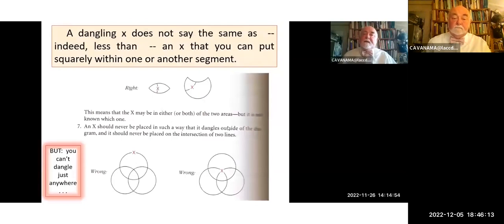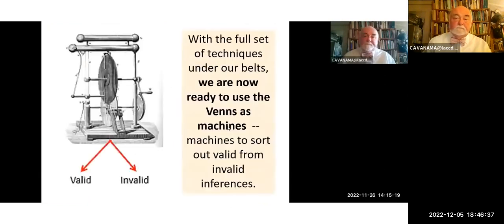Indeed, a dangling X says less than an X that you can squarely put in another segment. And by the way, not all dangles are possible. Mr. Hurley's got a good illustration here. You don't want to put an X dangling on the outside boundary. It's going to be somewhere in the overlap, but only on certain spaces, not on others. So pay attention to what you're trying to say there.